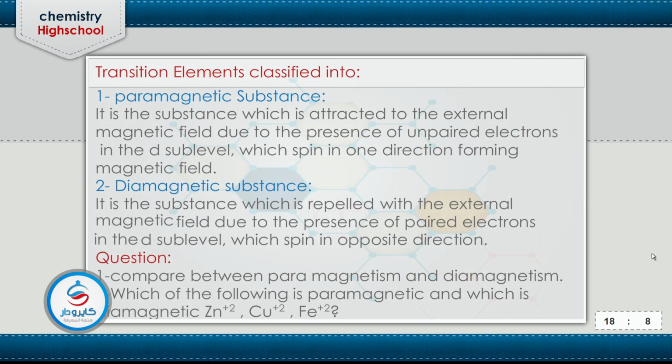The transition elements are classified into two categories. Number 1, paramagnetic substances, number 2, diamagnetic substances. A paramagnetic substance is a substance which is attracted to an external magnetic field due to the presence of unpaired electrons in the d sublevel, whose spin is in one direction, forming a magnetic field.